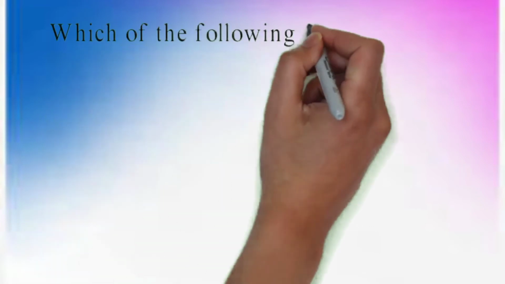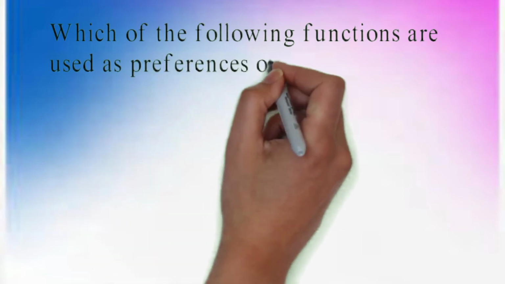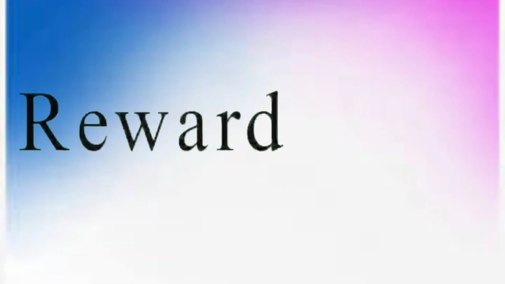Which of the following functions are used as preference over state history? The answer is reward.